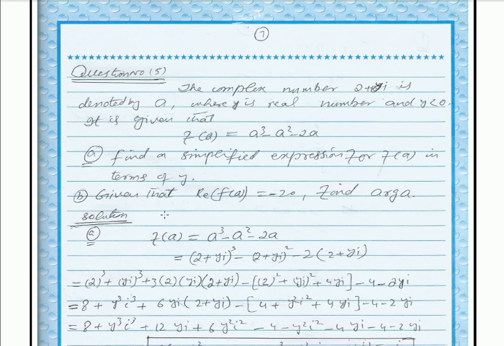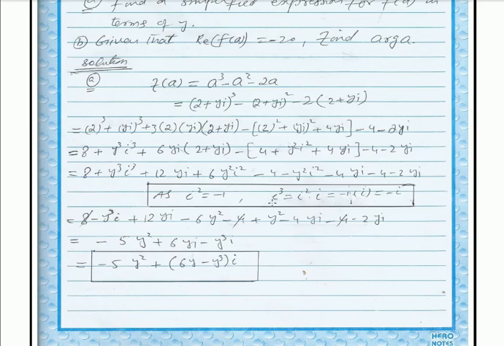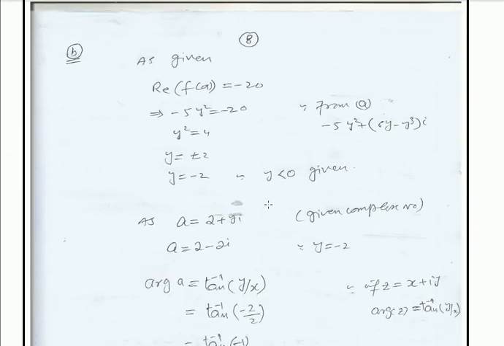For part B, given that the real part of f(a) equals minus 20, find the argument of a. So the real part of f(a) is equal to minus 20, and we shall find the argument of a. As given in part A, minus 5y squared is equal to minus 20, so y equals plus or minus 2. As given in the question statement, y is less than 0, so we shall take y equal to minus 2 according to the given condition.